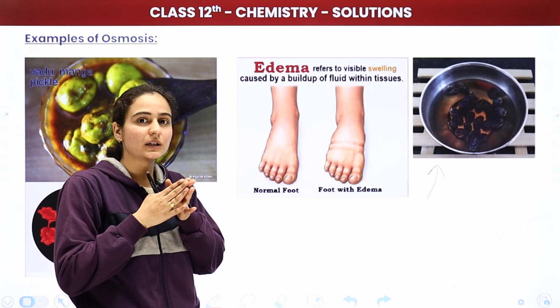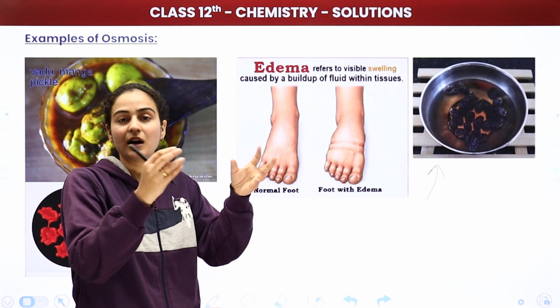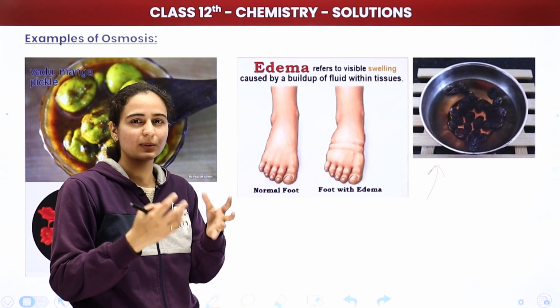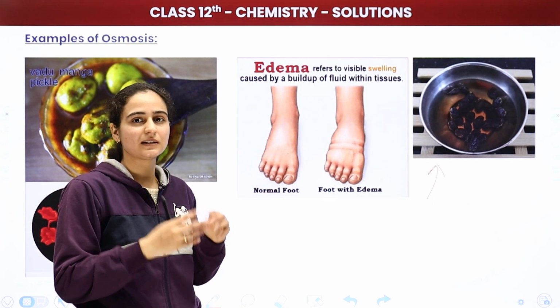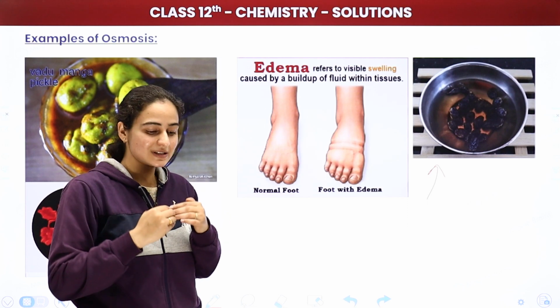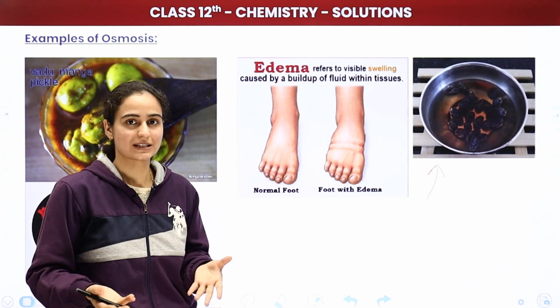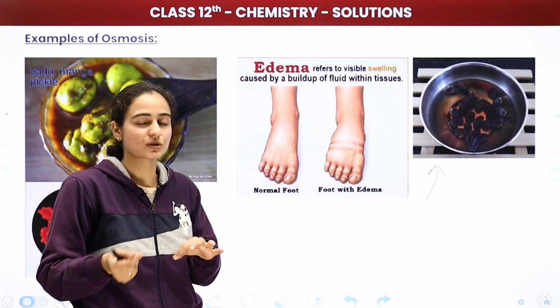Because we are sun drying them, the water from the grapes is coming out. So automatically what will happen is that the water present inside the grapes will come out. So it is coming out, and that will be known as exoosmosis. Okay, it is coming out, so exoosmosis.